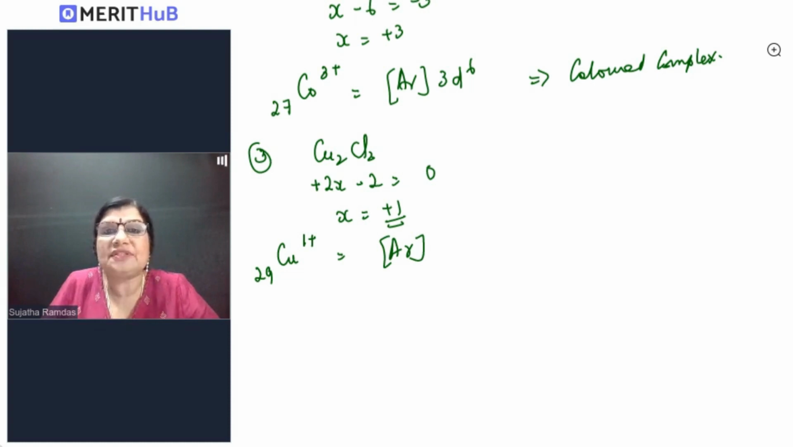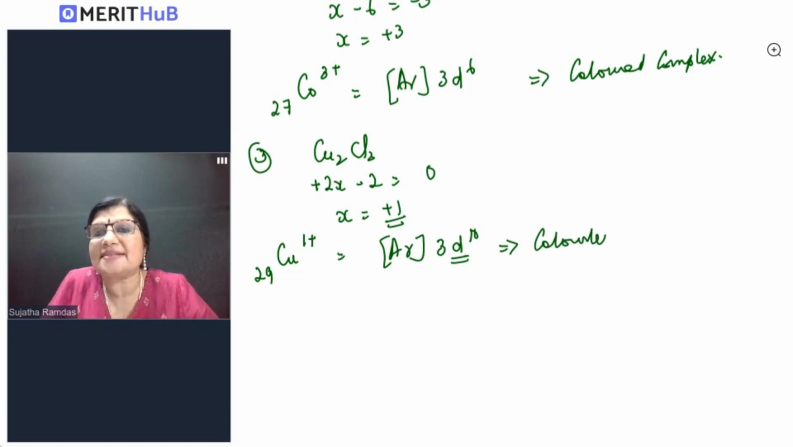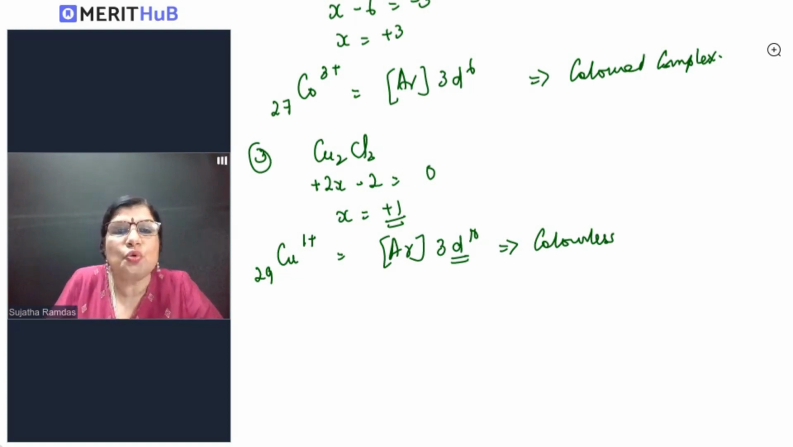So now we have 3d10, right? So 18 plus 10 is 28. We need 28 electrons to be accounted for. D10 configuration corresponds to what? A colorless complex ion. No d-d transition occurs. Now let's move on to the last, and then we will arrive at the final conclusion.